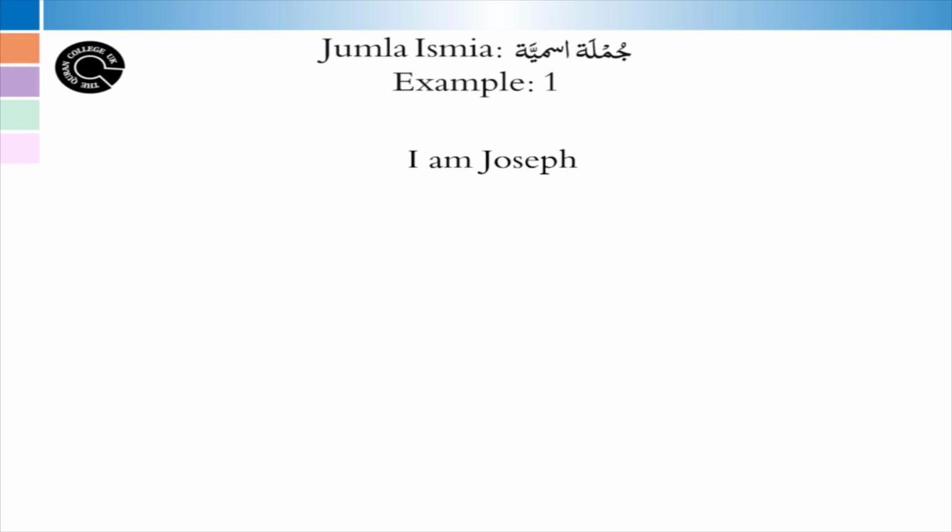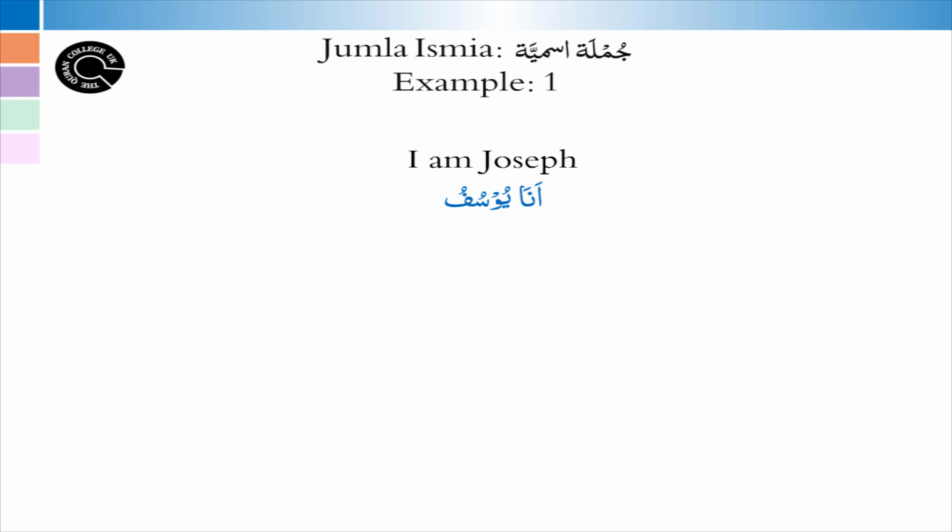Finally, we will be applying our knowledge by taking two examples, one from Quran and another from Hadith. Our first example is from Quran. The nominal sentence is, "I am Joseph." Here we have the first person singular pronoun. Therefore, we can use ana as subject. For predicate, we can use Yusufu. Therefore, our nominal sentence in Arabic becomes ana Yusufu.